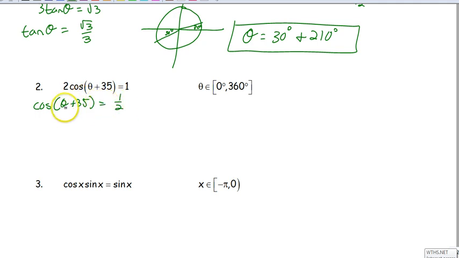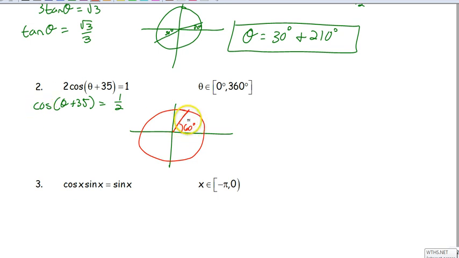Alright. Now, before you can't do anything with that 35, it's stuck in there with the theta. What you have to do, though, is think, when is the cosine 1/2? So I'm going to draw my unit circle again. Cosine is x. So at a 30 degree angle, cosine's long. It's root 3 over 2. So that means that cosine is positive 1/2 at 60 degrees.